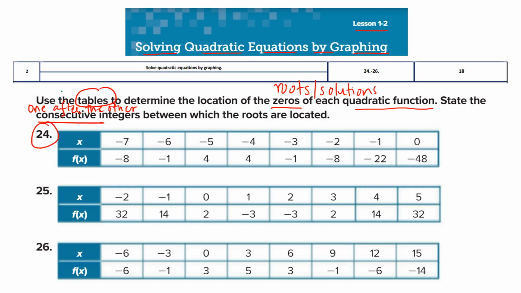For example, in question 4, you are given the x and f(x) table. So remember, x is the input, f(x) is the output. This is like the domain, this is like the range. Okay, now you have to look at the range. When is the range taking the value? When is it changing the value? Zeros will be got from the x value. So if you have to say what are the consecutive integers between which the roots are located, you have to look at the x values.